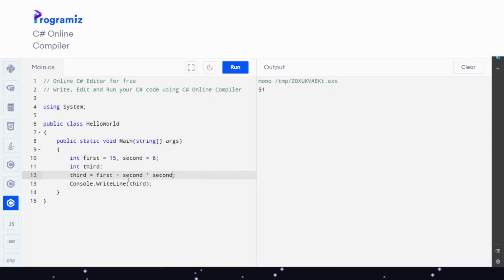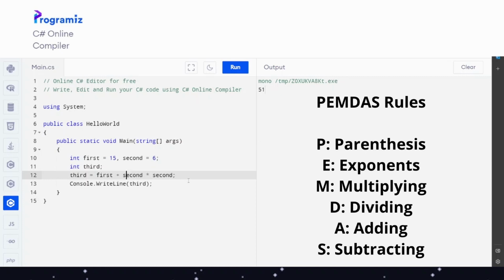As you can see, 51. 15 plus 36, it's 51. If you have already learned the mathematics about them, like I said, it's the PEMDAS rules that, for instance, multiplication comes before plus or minus.